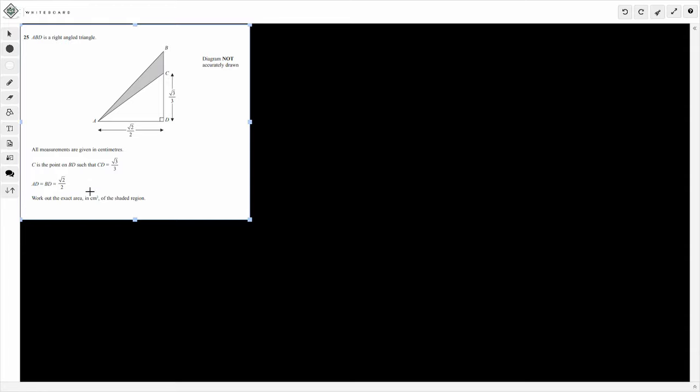It tells you AD is equal to BD, so from B to D here is the same, root 2 divided by 2. So the area of the big triangle is going to be equal to root 2 divided by 2 times root 2 divided by 2, and this is all times by a half, because remember, the area of a right angle triangle is base times height divided by 2, so this should really have a half at the front. I'll put it here, half.